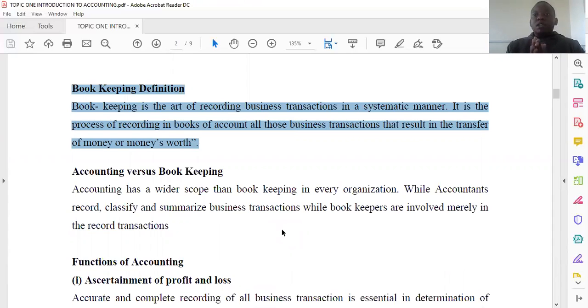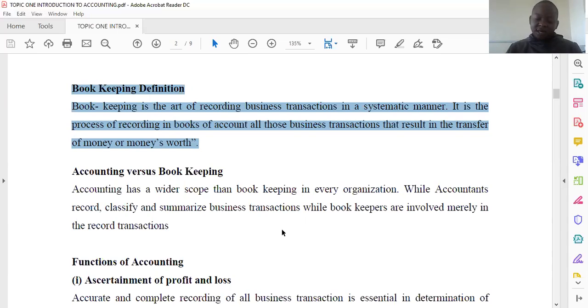So what to note about bookkeeping is that bookkeeping is a part of accounting, that part of accounting that merely deals with recording of business transactions. So bookkeeping merely deals with recording of business transactions. Just that. Kuandika tu, kurecord. So the transaction takes place, they note it down in the books of accounts.